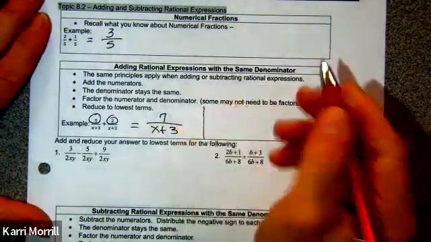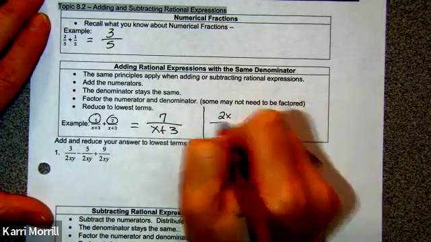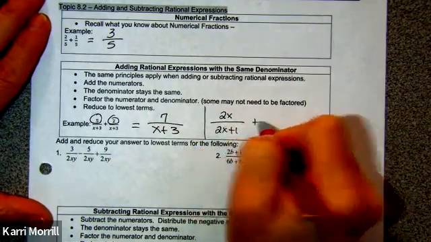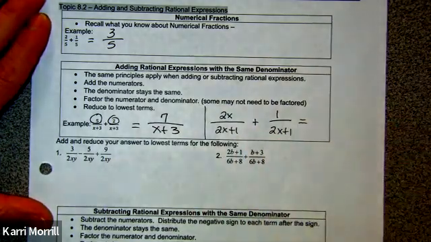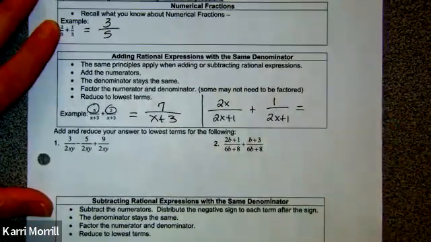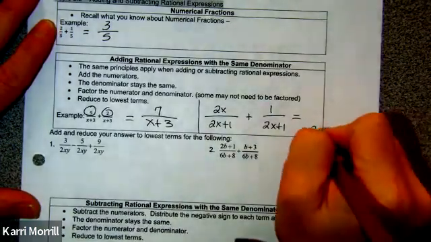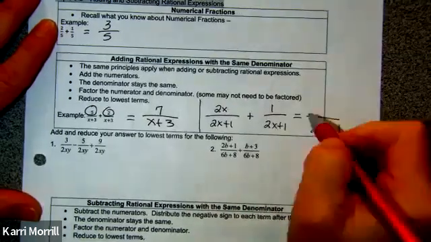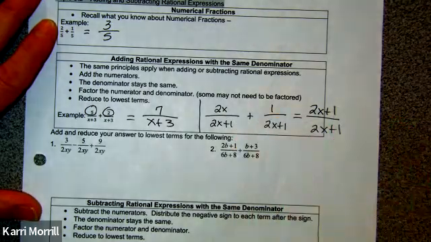It also could look like, let's say we have 2x over 2x plus 1 plus 1 over 2x plus 1. So that's looking a little bit busier, right? Do they have the same denominator? Yes, but my top, they are not like terms. So I would write it like 2x plus 1.